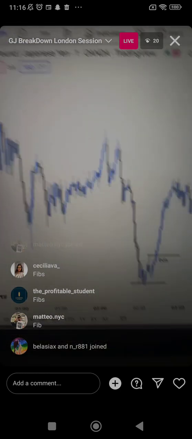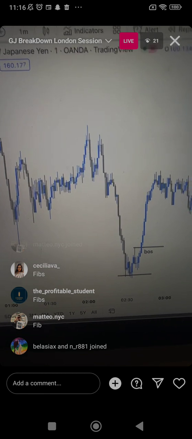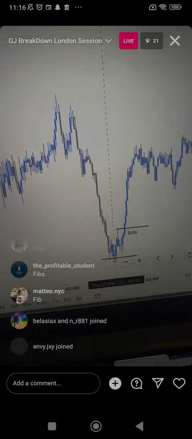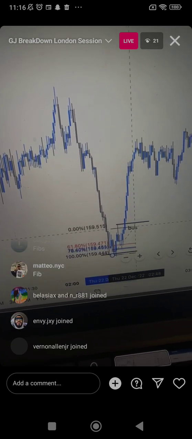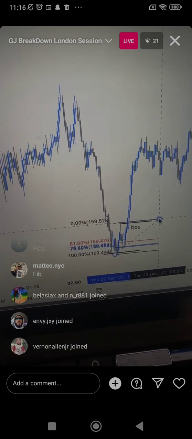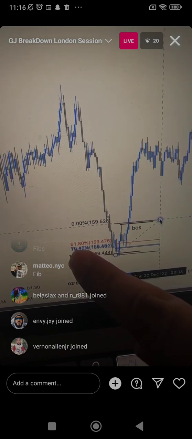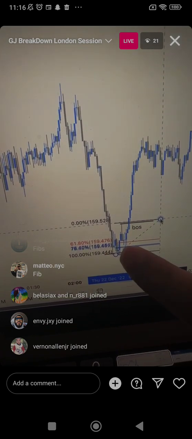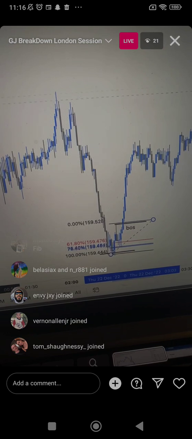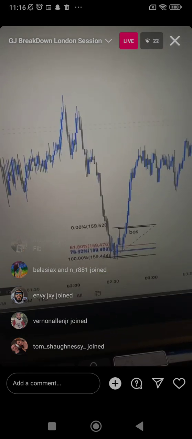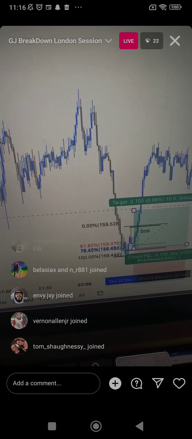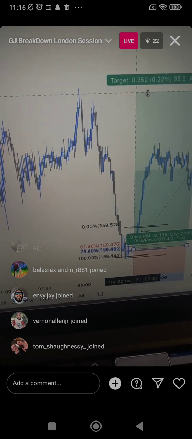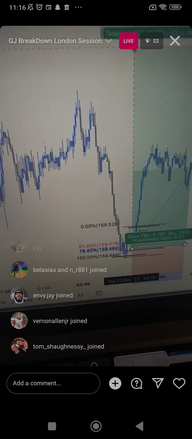So now we go over here, we grab our fibs. We take our fibs from the most recent low to our break of structure. And that is the bullseye zone, 78.6 right there is the bullseye zone. So that was it. That's all I did, guys. Go long. And I had a 50 pip setup.